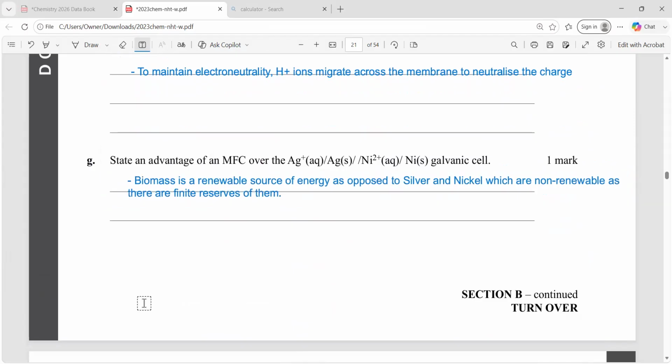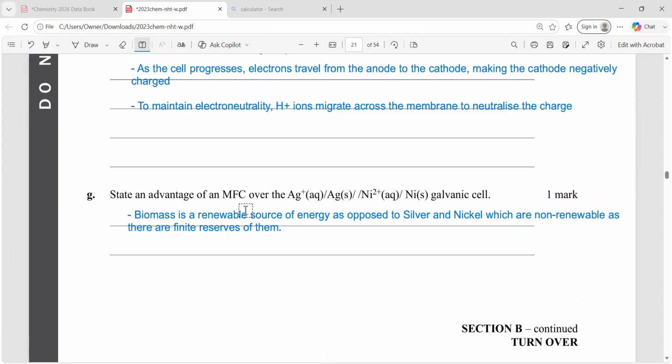Other things that you could have said is that obviously the galvanic cells rely on a stored set of reactants, whereas fuel cells will continue to produce energy because of the continuous flow of reactants.